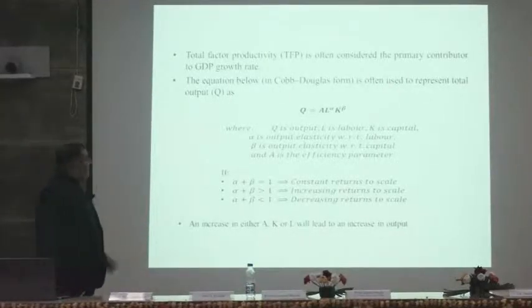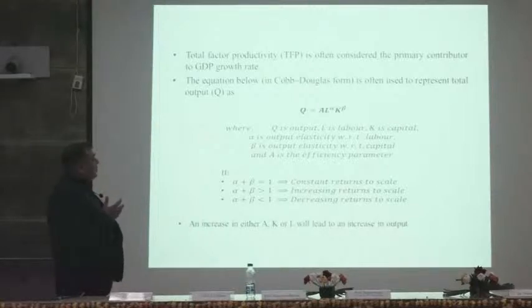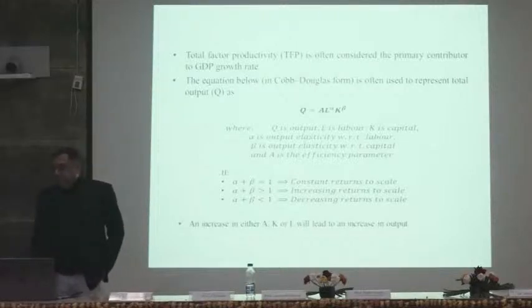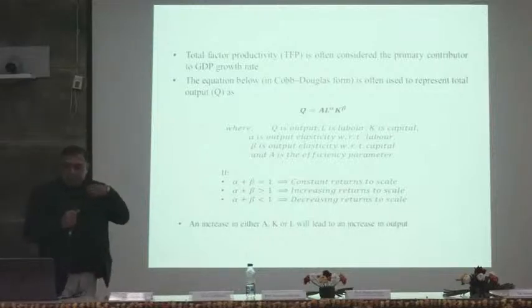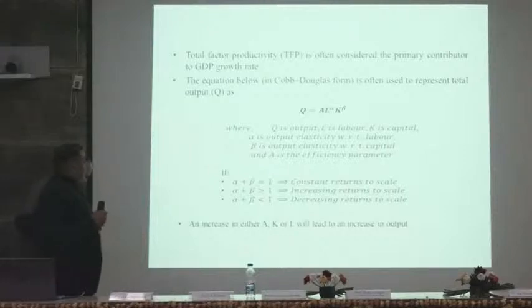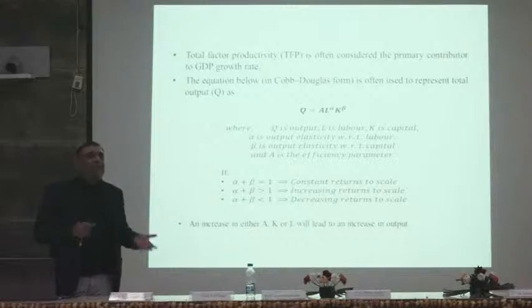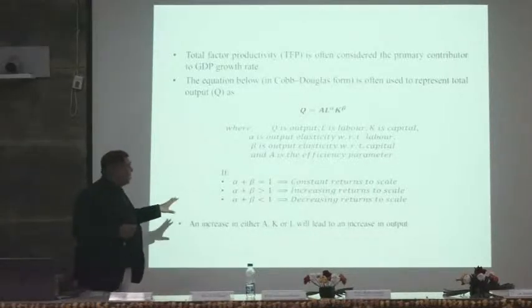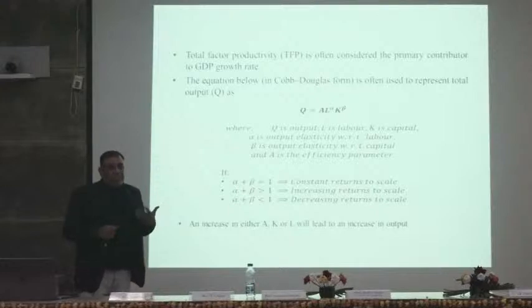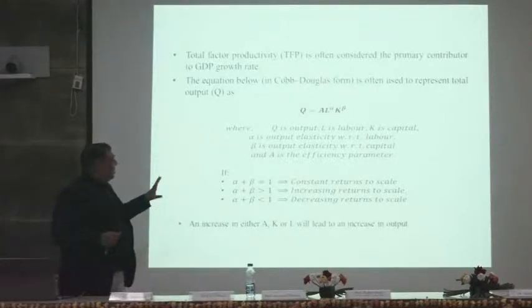So now you can see here, Q is the output, L is the labor, K is the capital, and alpha and beta are the output elasticities. Now if alpha plus beta is equal to 1, then it is constant returns to scale, and if alpha plus beta is greater than 1, it is increasing returns to scale. And every firm, every economy wants to operate here, where alpha plus beta is greater than 1, because we want increasing returns to scale. It's a homogeneous function.